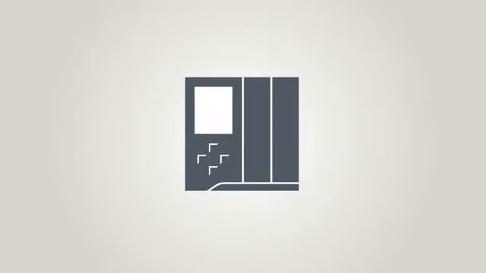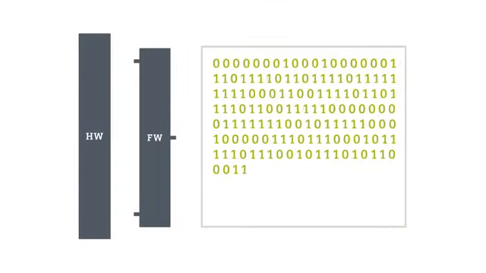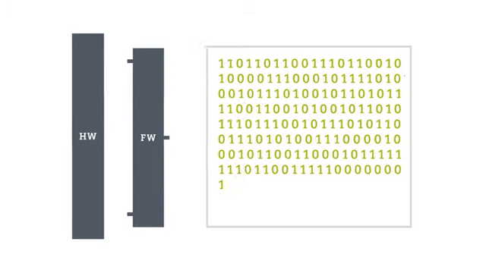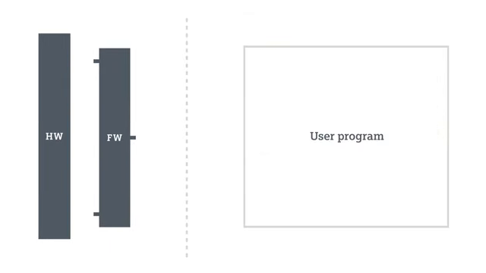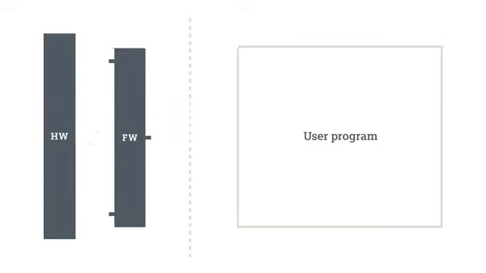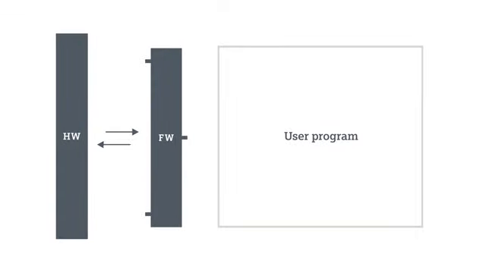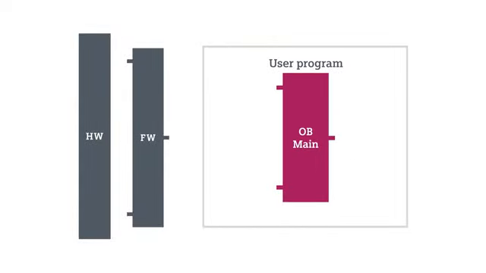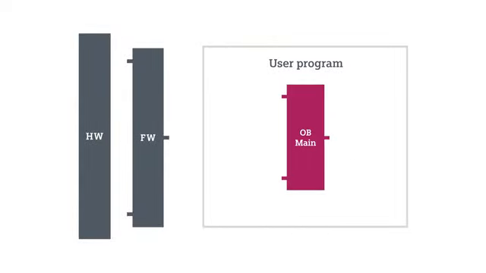A SIMATIC controller consists of hardware, firmware, and a user program. The firmware organizes all control tasks not connected to the actual user program, such as startup, reading of input signals and writing of output signals, as well as the call-up of organization blocks, OBs. Organization blocks are the interface points between the firmware and the actual user program.